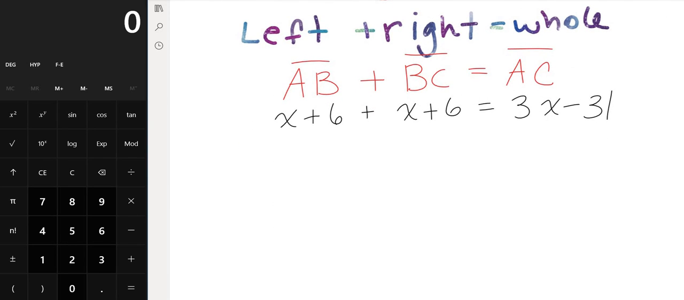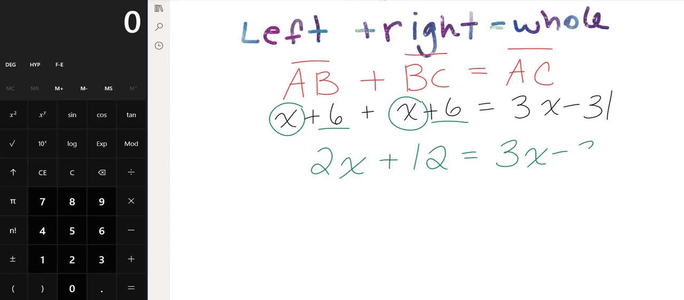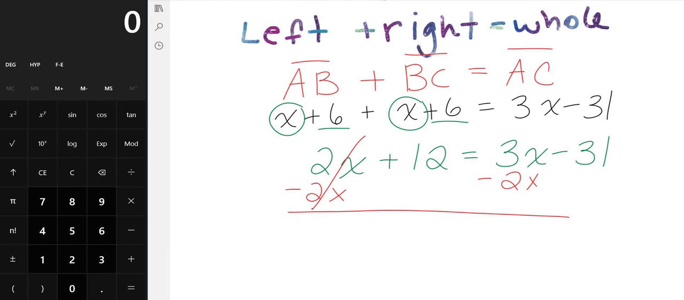Let's start by combining like terms. So I have x and x on the left, which is 2x. 6 and 6, which is 12, equals 3x minus 31. Now my next step is to get all the x's to one side where there's already a larger x value. So I want to move the 2x to the right. To do that, I'm going to subtract 2x from both sides. And now I'm going to have 12 equals 3x minus 2x, which gives us 1x, or just x, minus 31.